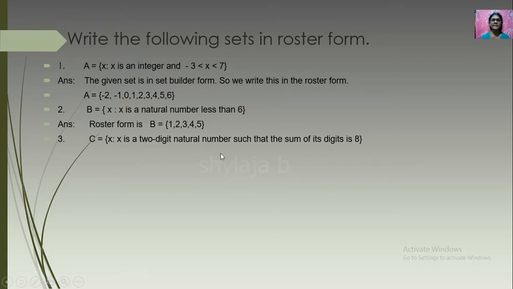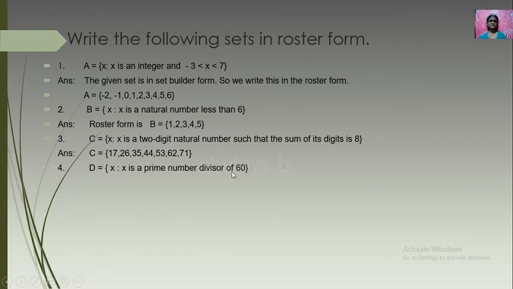So write this: set C is equal to 17, 1 plus 7 is 8; 26, 2 plus 6 is 8; 35, 3 plus 5 is 8; 44, 4 plus 4 is 8; 53, 5 plus 3 is 8; 62, 6 plus 2 is 8; 71, 7 plus 1 is 8. So these are elements belonging to the set C. Take any other two-digit number, 46: 4 plus 6 is 10, so that does not belong to the set C.